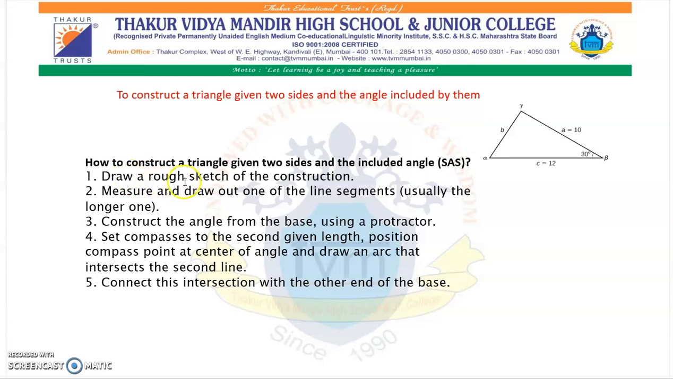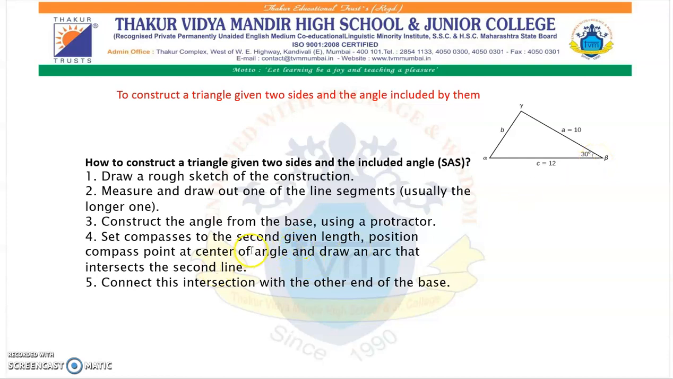First step. Draw a rough sketch of the construction. Second, measure and draw out one of the line segments, usually the longer one. You can observe in the figure also we have taken the base as length 12 cm. Construct the angle from base using protractor. Here we have constructed an angle at the base of 30 degrees.